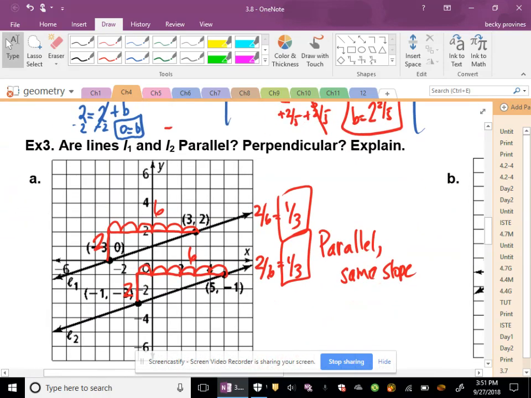Okay, so the next part is asking you to count out the slope and then compare them. I've already counted out the slopes for you for time's sake. As you can see, they were both 2/6, which reduces to 1/3. Since they are identical, that means that they are parallel. And it says explain. So by explaining, you're telling me the slope, and then you're going to interpret the slope. So they are both the same, and I'm writing they're parallel because they have the same slope.